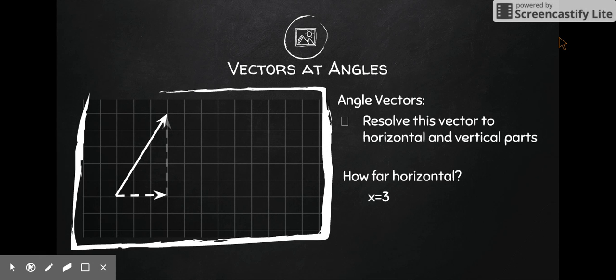The vertical component of this can be found as well. Just count how far up the arrow travels, a lot as if we were finding the slope from our geometry classes. So the vertical component to this is 5. What I've done is I've taken this vector and I've resolved it into a horizontal component of 3 and a vertical component of 5.